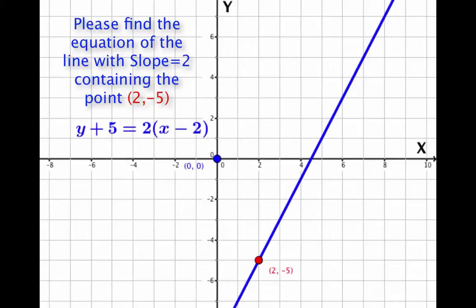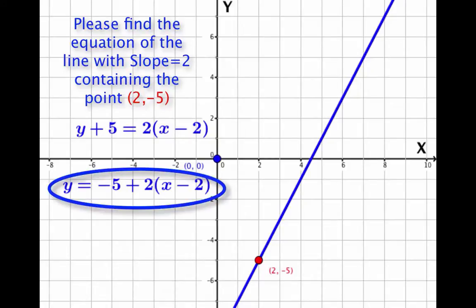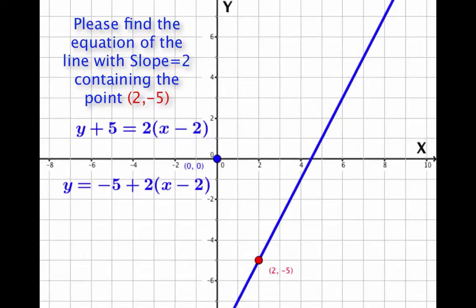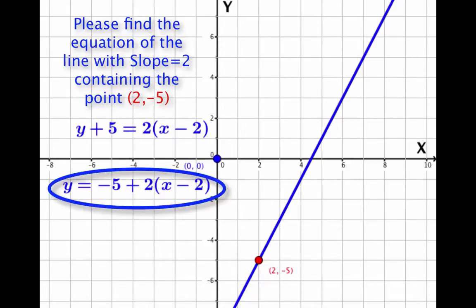Another way to write this is y equals negative 5 plus 2 times the quantity x minus 2. And note all I did was subtract 5 from both sides of this equation. And this form of the equation in y equals form looks very similar to our slope-intercept form from before. But of course, negative 5 is not our y-intercept in this case. But you can think of this as saying, well, y starts at negative 5 when x is 2, and of course then grows at a rate of 2 every time our x value increases by 1. So very similar to the slope-intercept form of a linear equation, just a little bit different.